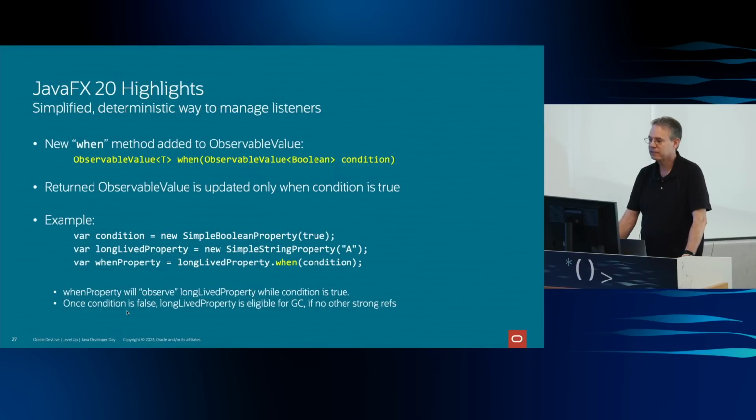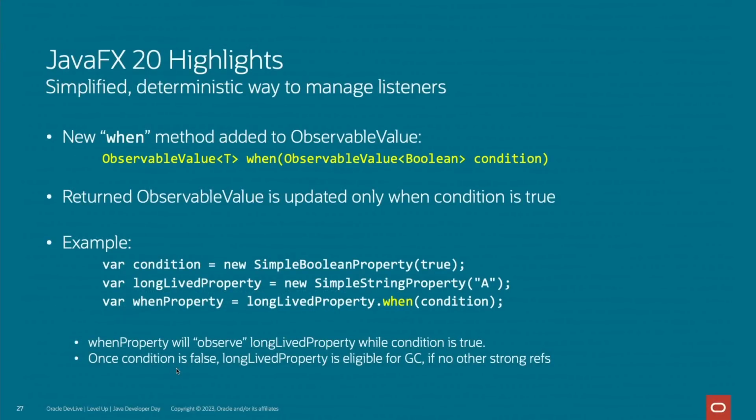And the other thing we added that's worth noting is simplified deterministic managing of listeners. So very simply, we added an observable value.when function. This is another one towards making it easier to write code that doesn't leak and that has a more predictable life cycle. There's even more coming in the next release. But one of the big problems is if you have a long-lived property and then you bind to that, that binding is going to be active and keep that long-lived property active. So what you do is you get something where you can't have something eligible for GC.